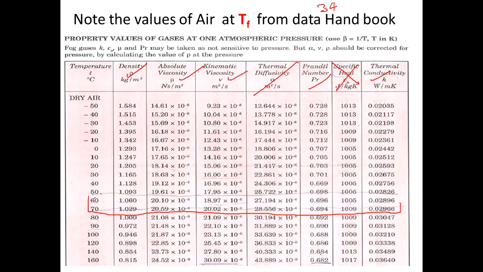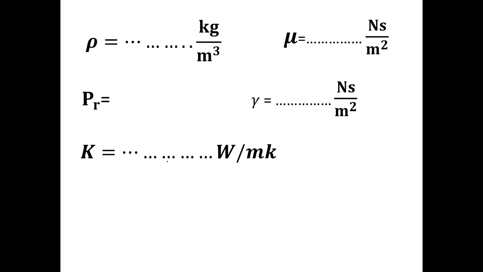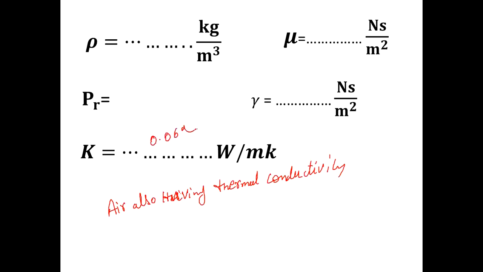It is given for 60, 70, 80 like this. If you get 72.4 or something like this, then you want to go for the interpolation method in between 70 and 80. You will get the thermal properties of the air: density, dynamic viscosity, Prandtl number, kinematic viscosity, and thermal conductivity of air. Keep in your mind, air also has thermal conductivity. That is very less. It will come to something like 0.069.